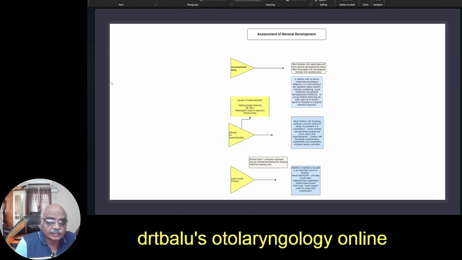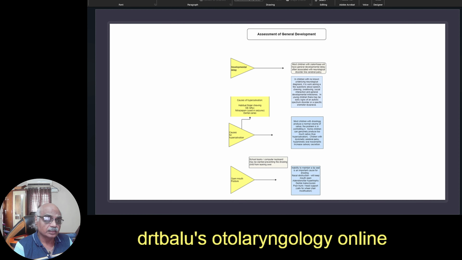Now, a child's general development should be assessed. In any case of drooling, the general development should be assessed. History should be elicited pertaining to developmental delay. And most children with sialorrhea will have general developmental delay. Then it can often be associated with a neurological disorder like cerebral palsy. And if the child shows no evidence of an underlying neurological diagnosis, it is always worthwhile asking questions about speech, chewing, swallowing, social interaction in general, and whether the developmental milestones were normal. This history should be meticulously sought.